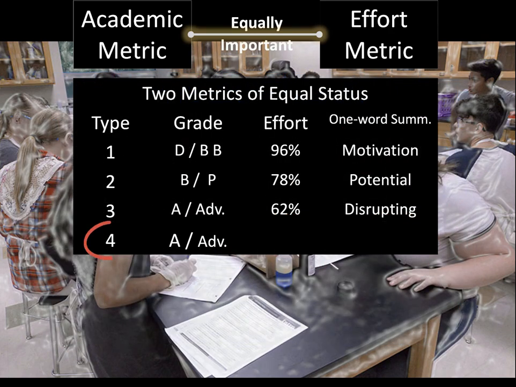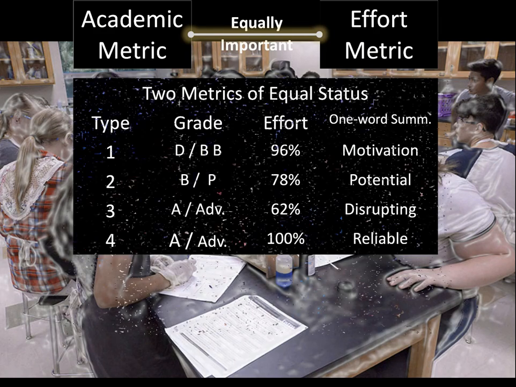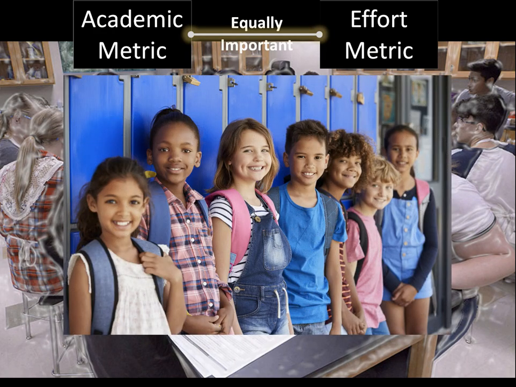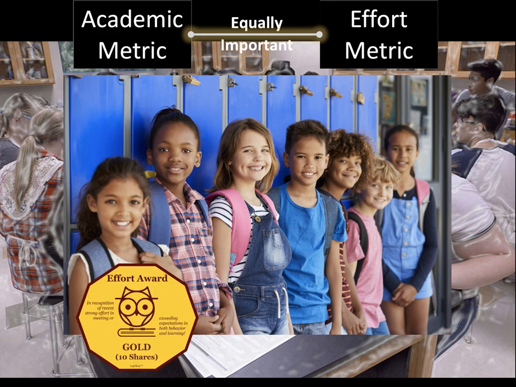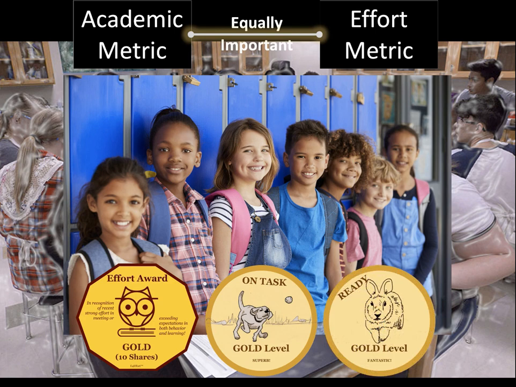The summary word for Type 4 students is reliable. These types of students always work hard, comply with rules, and score high academically. Teachers understandably apply most of their in-class attention to students who are the neediest, either academically or behaviorally, and count on the reliable students to advance with less direct teacher attention. E for effort recognition of these students includes high effort scores, gold effort awards, gold challenge badges, and maximum effort shares. These recognition items are explained in PD Part 2.